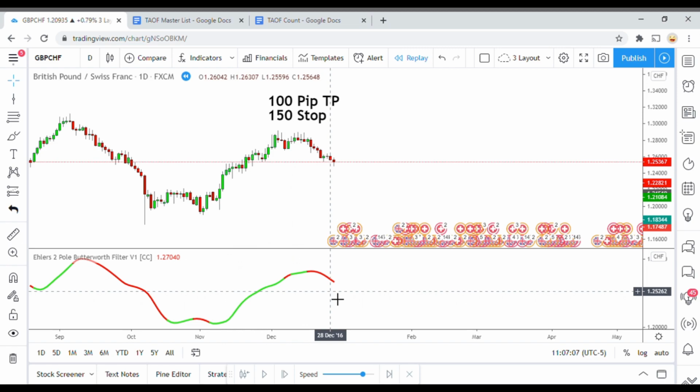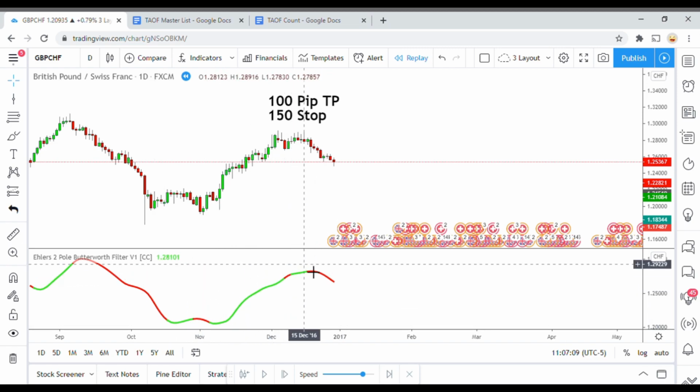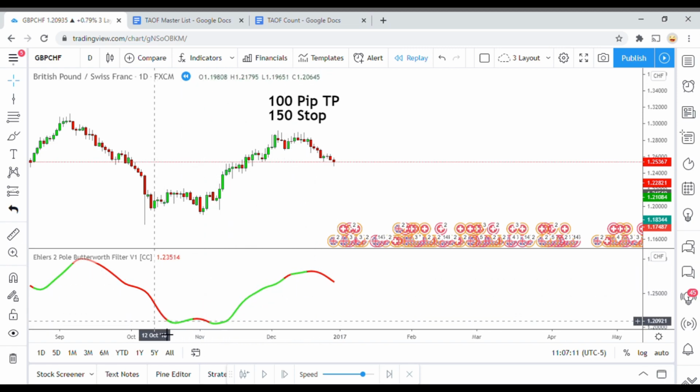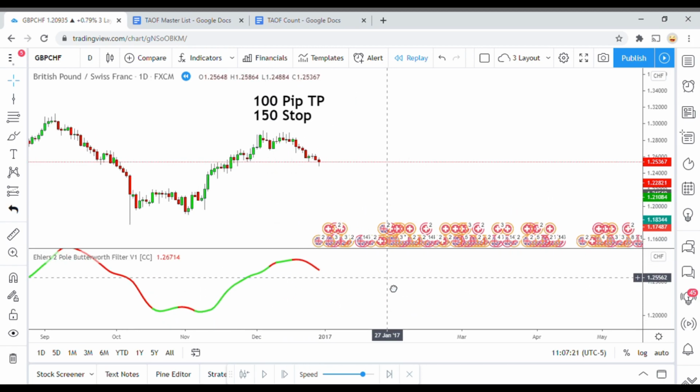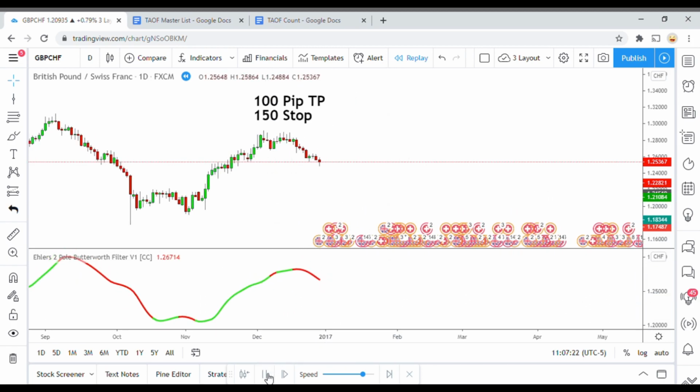So all right, you can see here again we have the oscillating line, the Butterworth filter line here on the bottom of the screen, thick as syrup. It is turning green and red. So when it goes green, we are going to go long. When it goes red, we are going to go short. Pretty simple. Not a whole lot to it other than that.